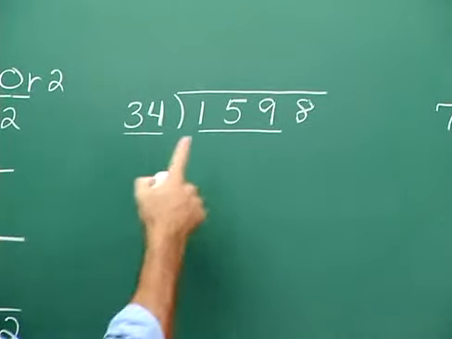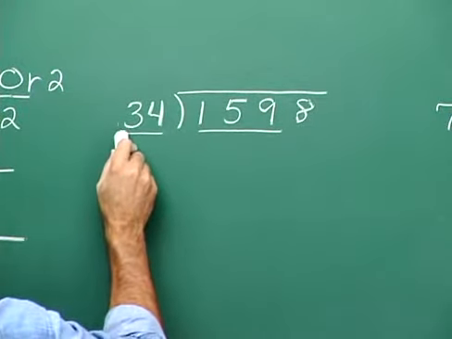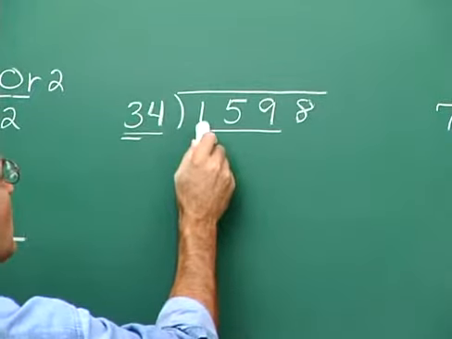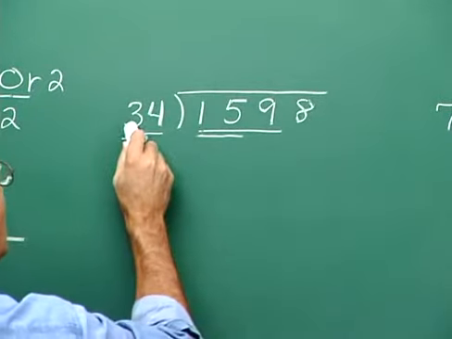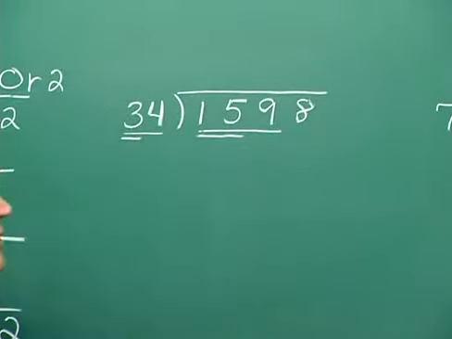But to help us decide about the digit to put up here, we'll think about 3 into 15. See, not 3 into 1, but that won't go. So 3 into 15. Oh, 3 into 15 goes 5.